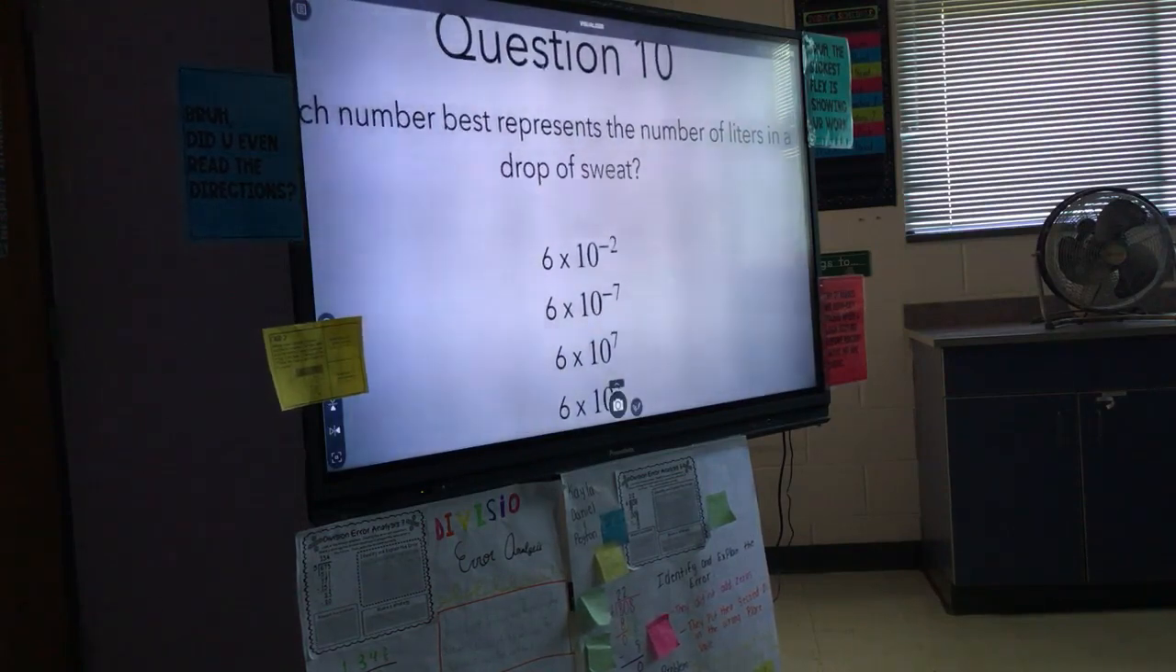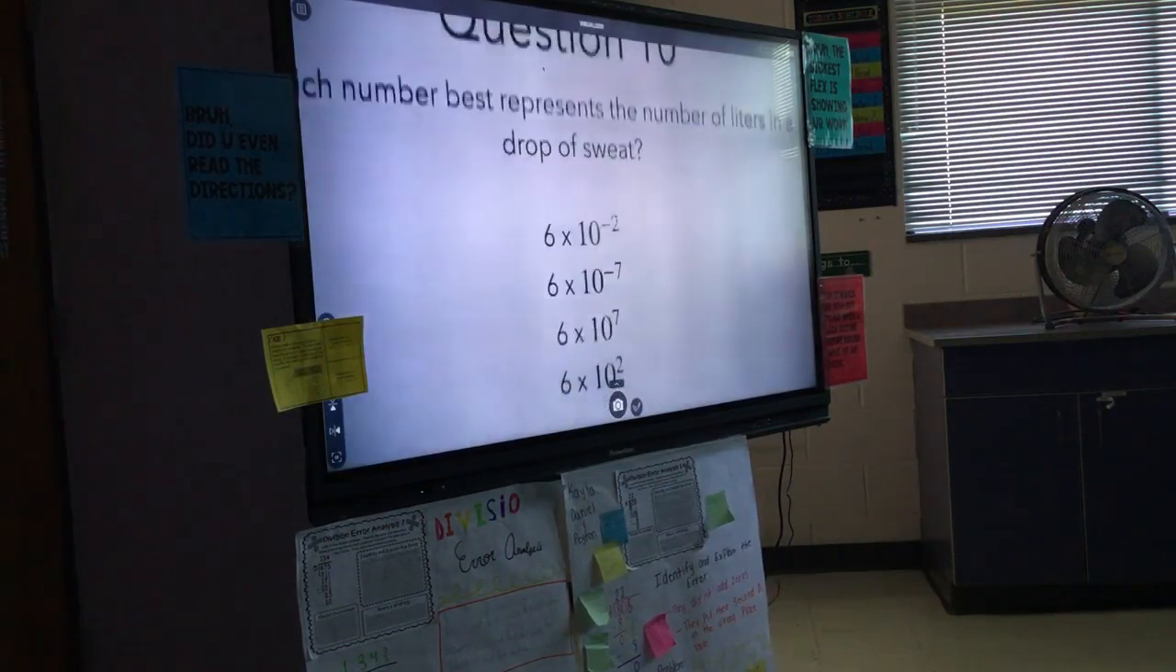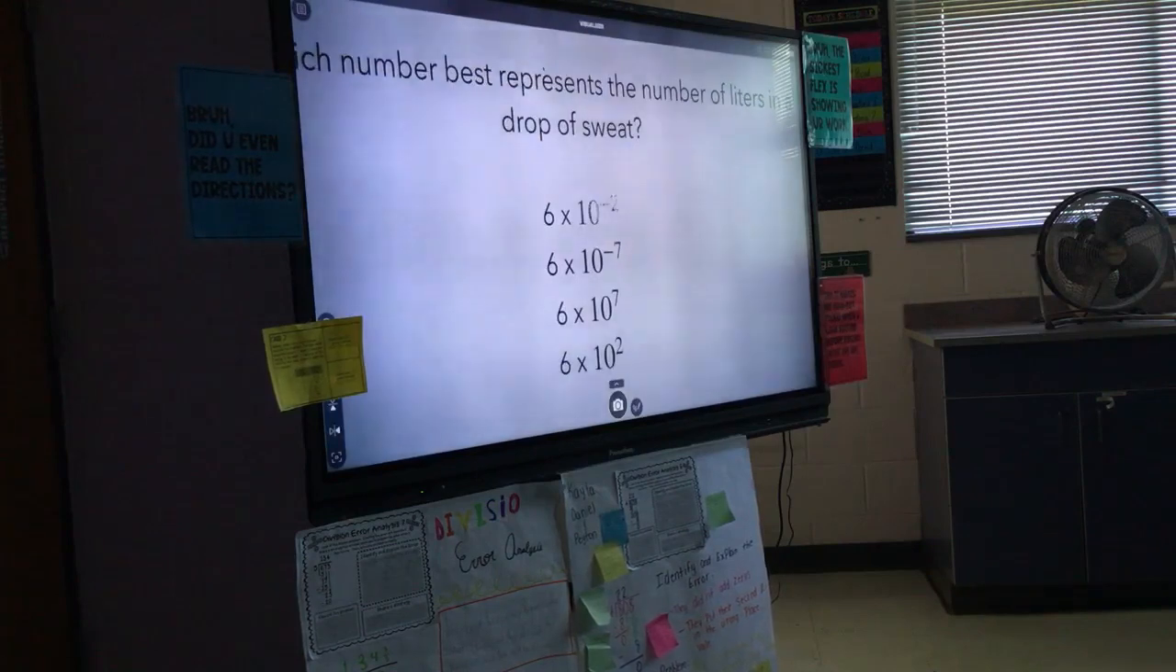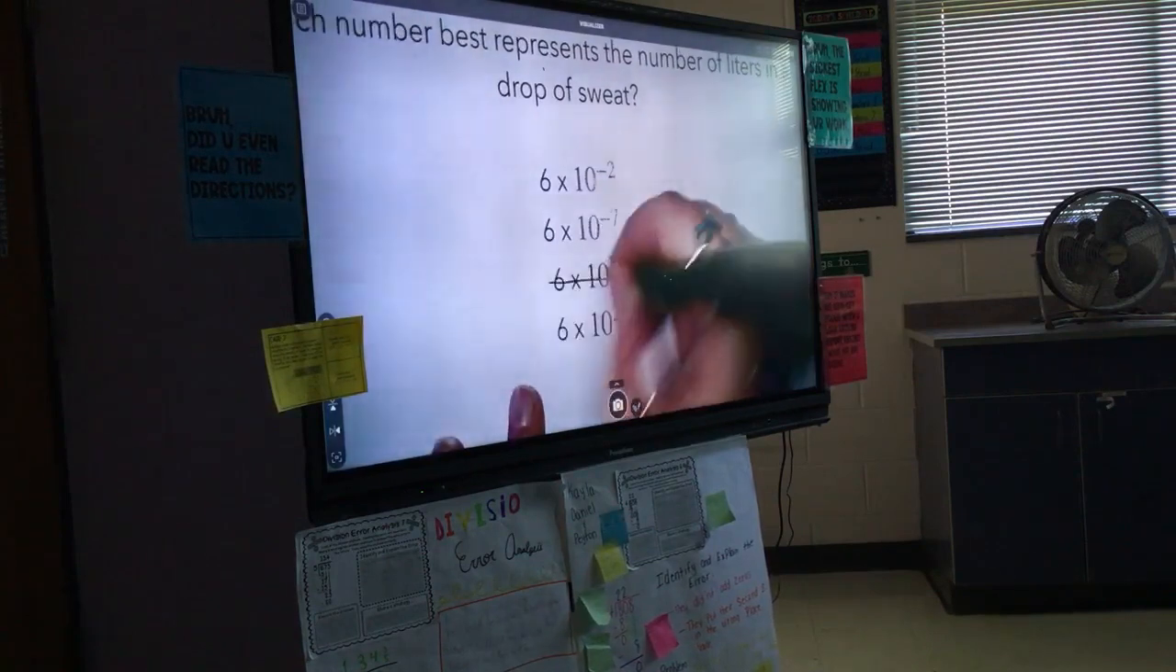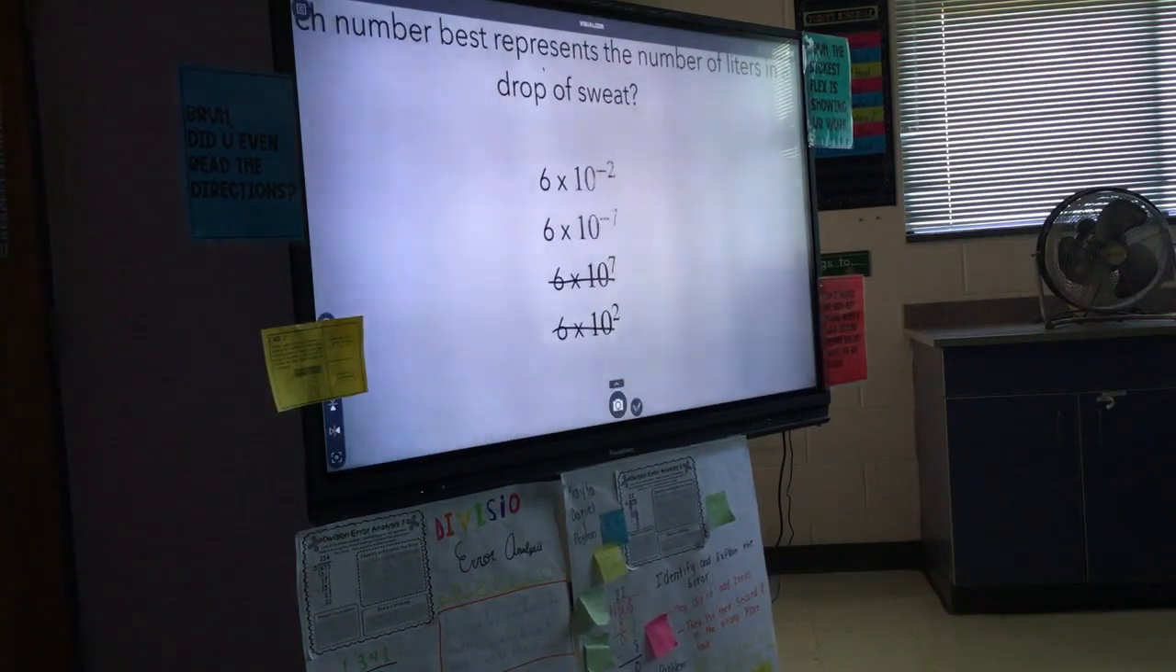So it says, which number best represents the number of liters in a drop of sweat? Think about a drop of sweat. Think how small that is. Which one of these is a very small decimal? Well, let me ask you this. Is it going to be a negative or a positive? Negative, so both of these are gone. At this point, you're just picking the smallest number. Stand up when you have your answer.